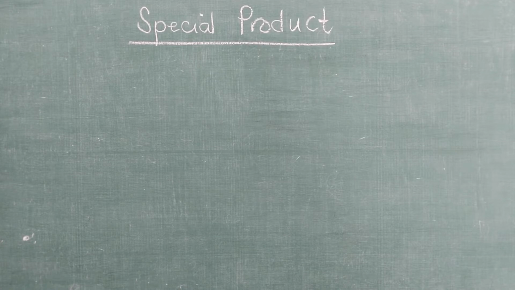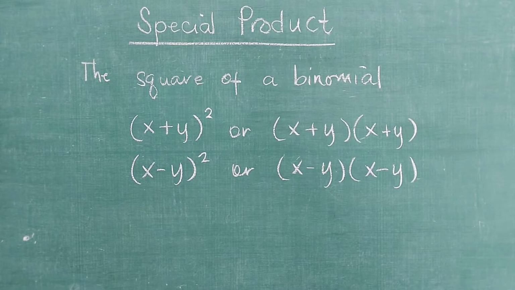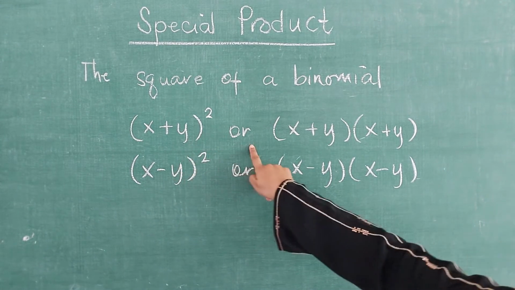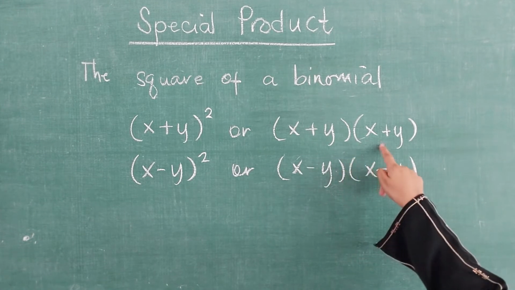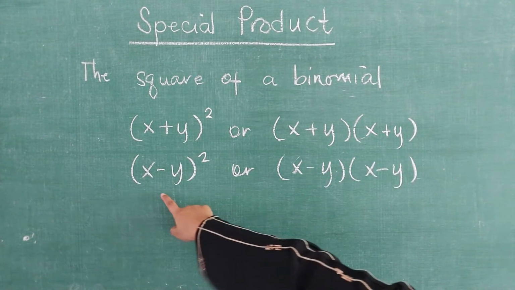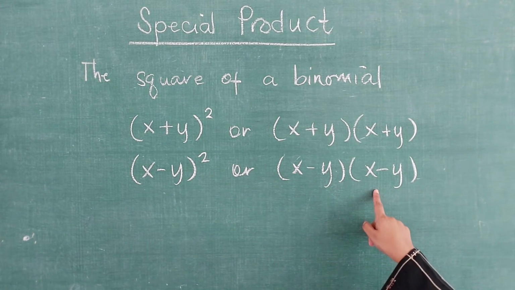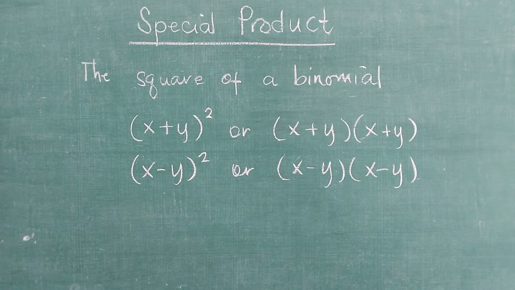There are certain conditions which would make a polynomial special. Number 1, for the special product, meron tayong the square of a binomial. So meron tayo dito (x plus y) quantity squared, or x plus y times x plus y. Another one, (x minus y) quantity squared, or x minus y times x minus y. Sa special product na to, the square of a binomial, gagamit tayo ng FOIL method.